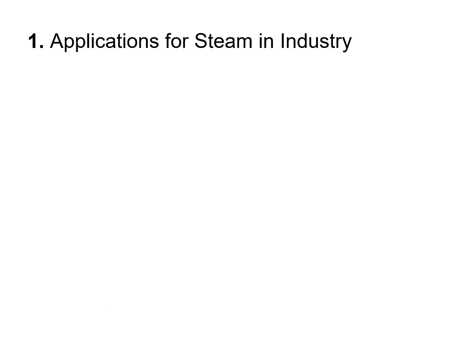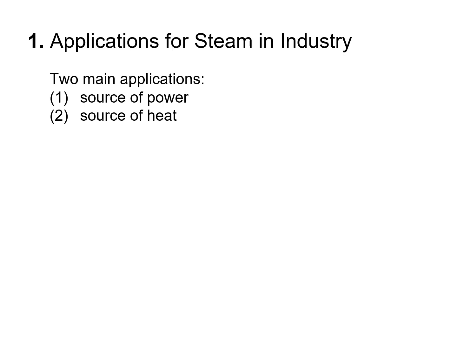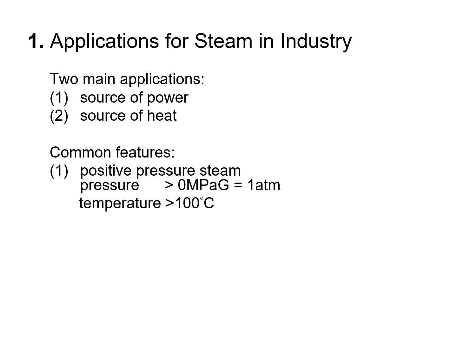Chapter 1. Applications for steam in industry. Steam is used in many different industries, mainly for 2 purposes, as a power source and as a heat source. Regardless of how it's used, there are 2 common characteristics. Firstly, steam is usually produced and sent out at a positive pressure.